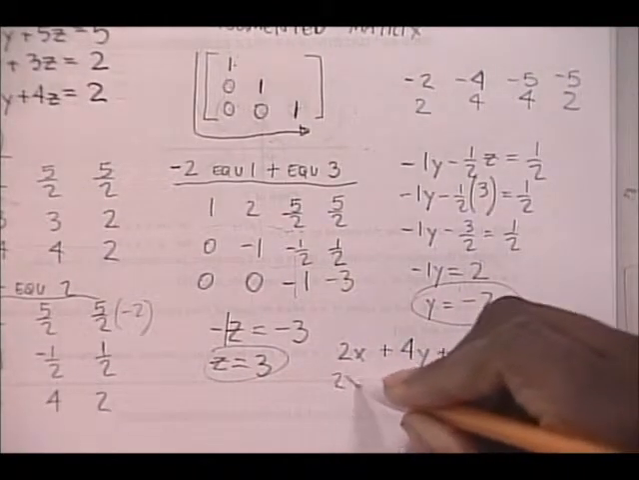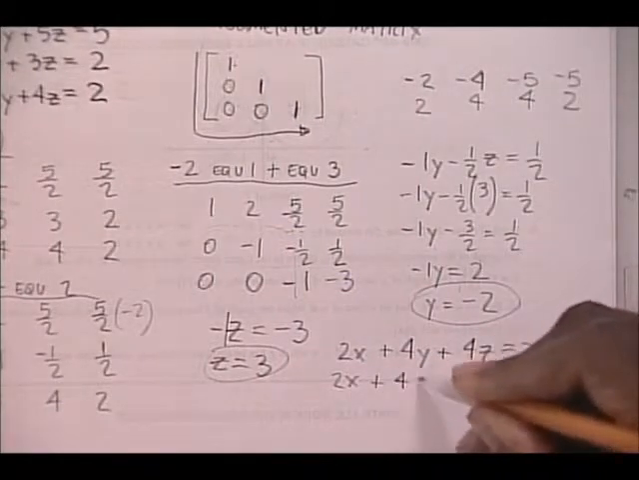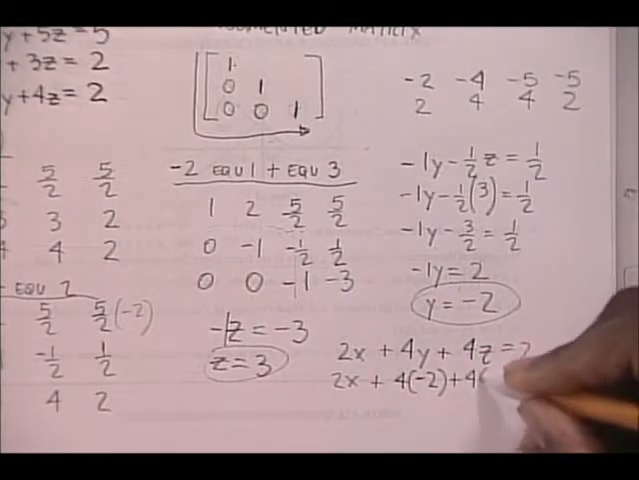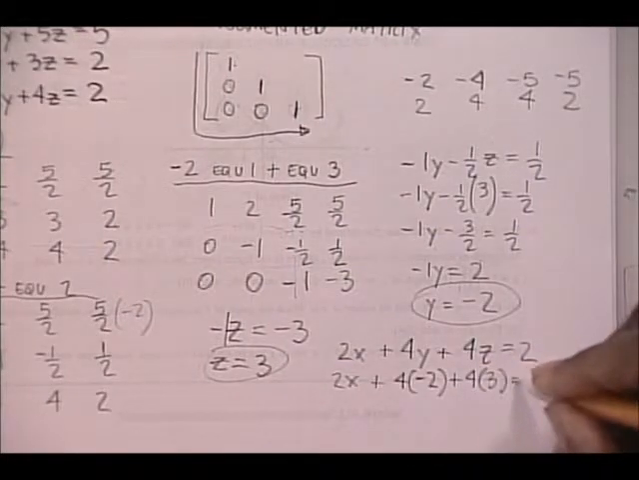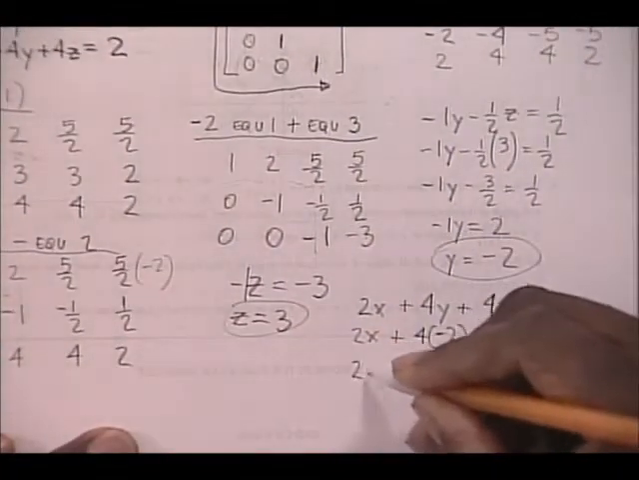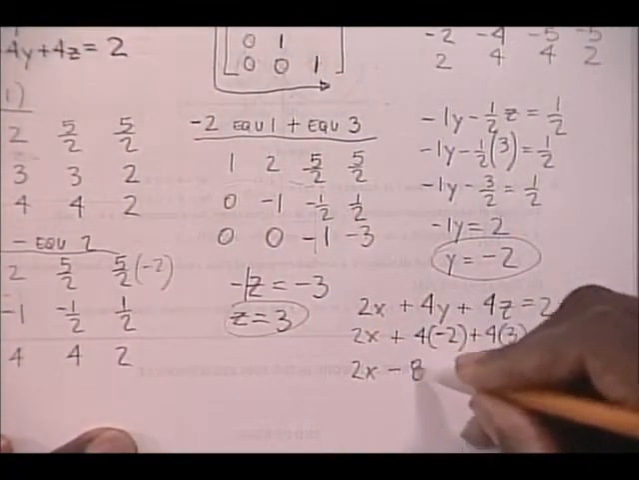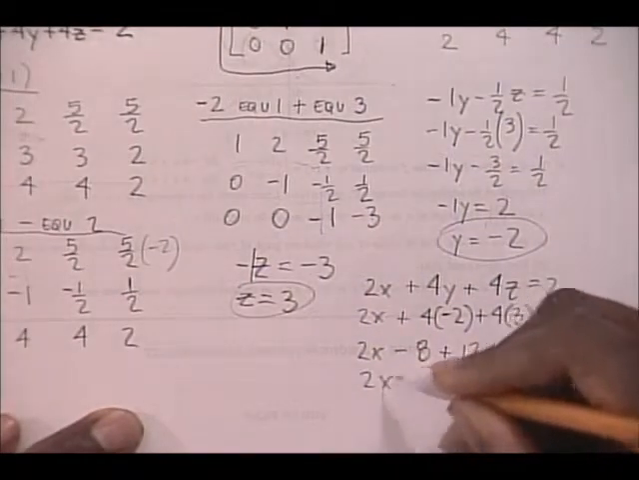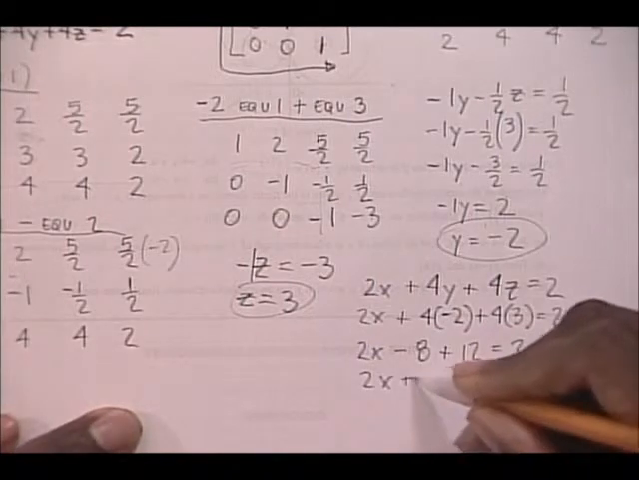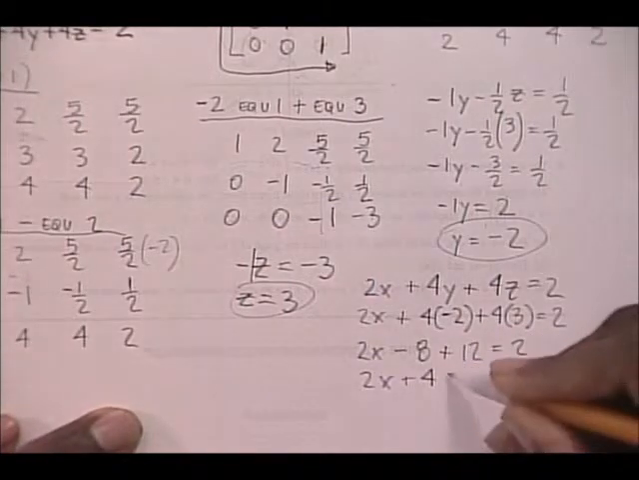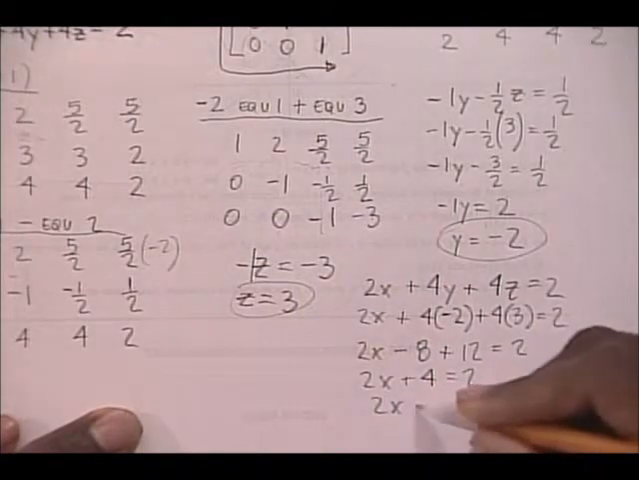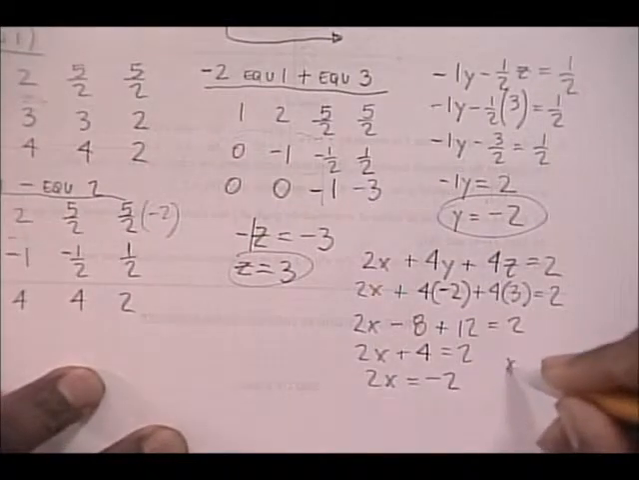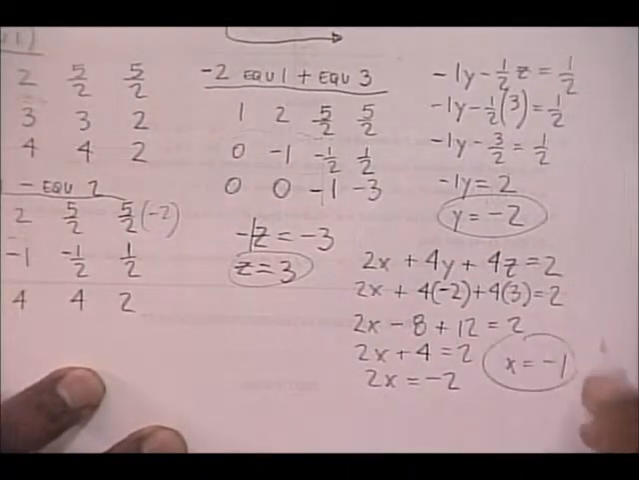All right, so we get 2x plus 4 times y, which we found to be negative 2, plus 4 times z, which we found to be 3, is 2. And we get 2x minus 8 plus 12 is 2. We get 2x plus 4 is 2. We get 2x is negative 2 by subtracting 4, and we get x is negative 1.